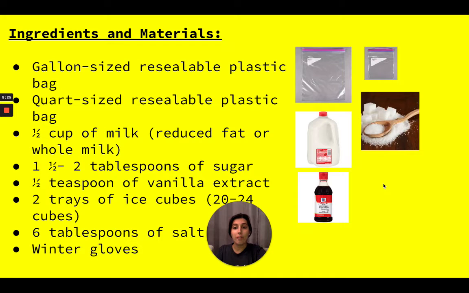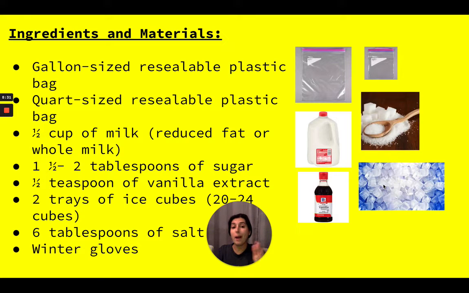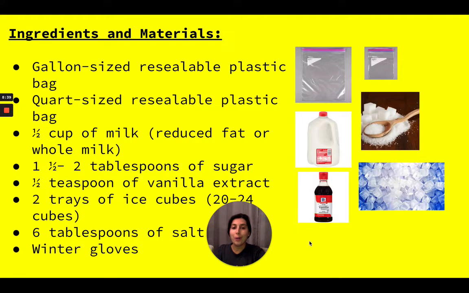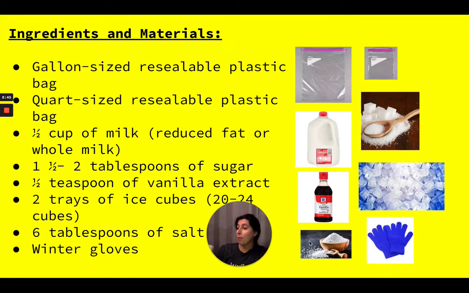You'll need a half teaspoon of vanilla extract, 2 trays of ice cubes, or about 20 to 24 cubes. You'll need a bunch of ice. And then you'll need 6 tablespoons of salt. And you also might want to use some winter gloves, because when we make the ice cream, we'll be shaking it up and your hands might get cold.